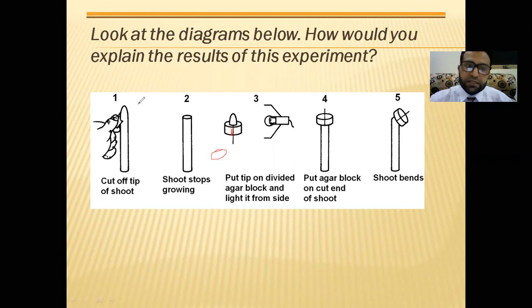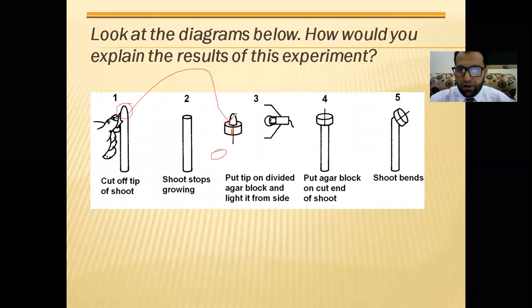Because we take that tip and put it above that divided agar block again and expose it to light. Now we are going to check the effect on the chemical. When we expose it to light and then take that agar block and put it over the shoot, what happened? The chemical that was in the tip diffused down, but because of the light, that chemical moved toward the shaded area.